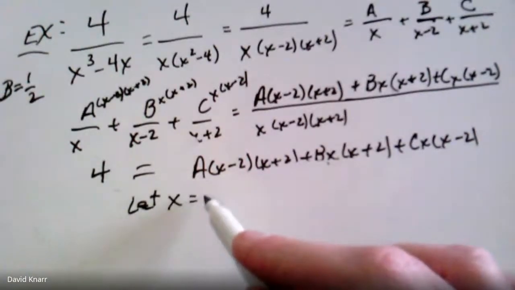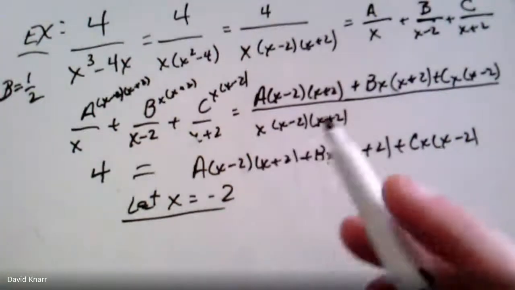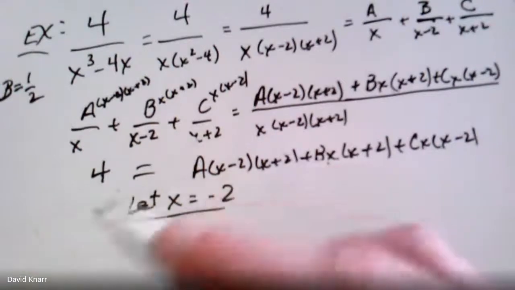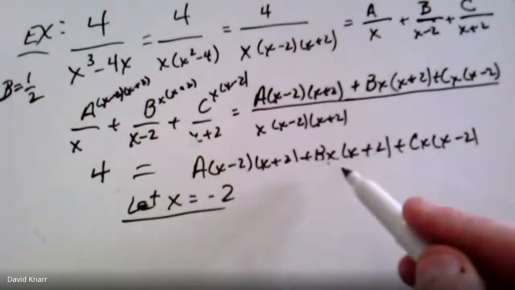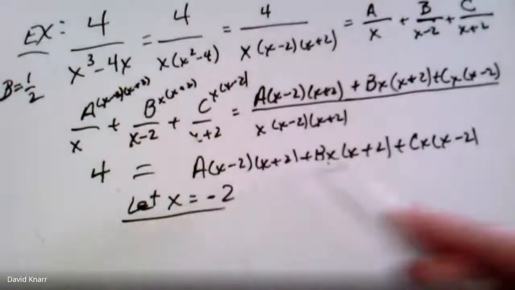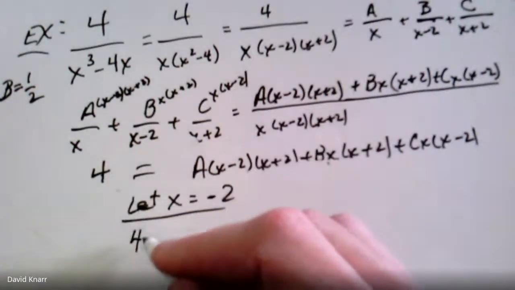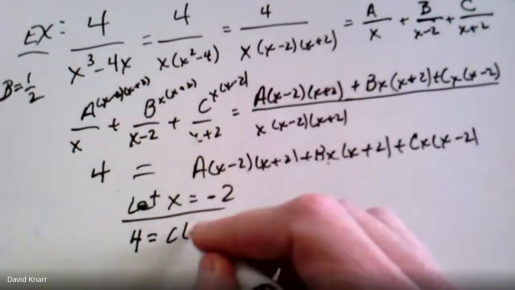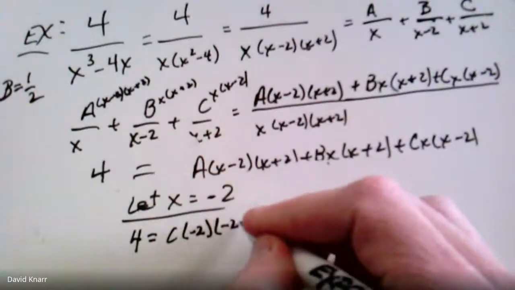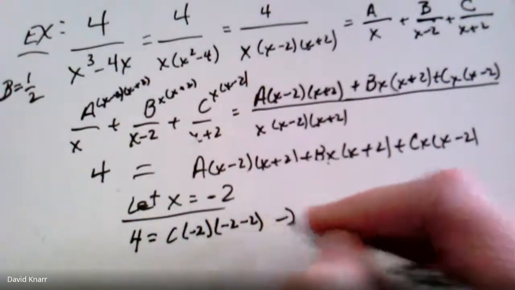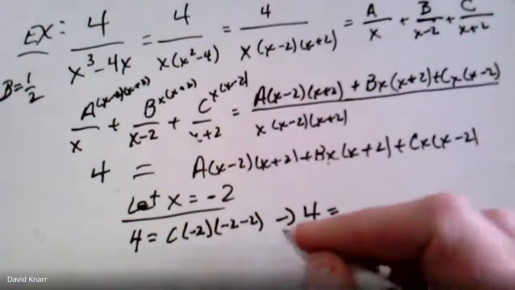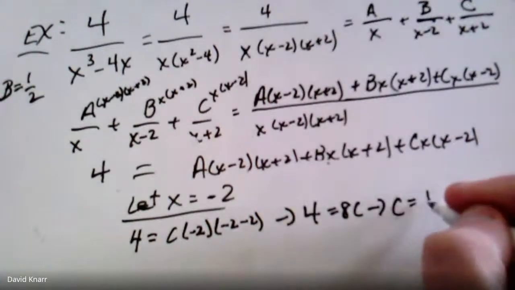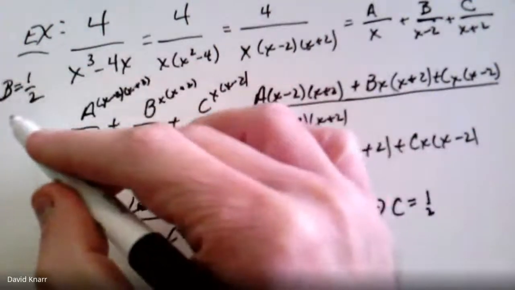I'm going to let x now be -2. If I let x be -2, then a will drop out. -2 plus 2 is 0. So that'll knock a out. That'll knock b out because of this factor. But c will still be in. So I'll have 4 equals a drops out, b drops out, c times -2, -2 minus 2. So if I come across here, 4 equals -4 times -2 is 8. C is also a half.